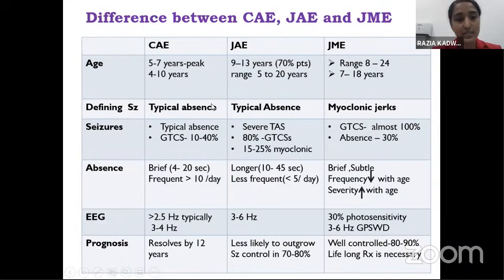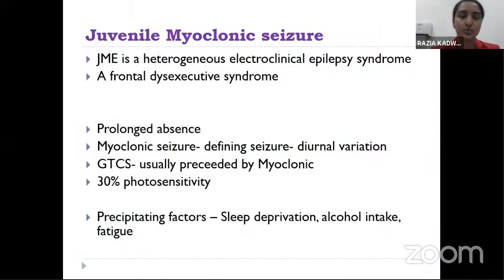The defining seizure in childhood absence and juvenile absence is typical absence seizures, whereas the predominant seizure in juvenile myoclonic epilepsy would be myoclonic jerks. As the patient's age advances, usually the absence seizures will become brief with age, though some patients may have increased severity with age. And every syndrome has a typical EEG finding, which will help you differentiate between the three syndromes. Whenever you deal with a patient with juvenile myoclonic epilepsy, remember they can have more than one type of seizure. They will have prolonged absences, myoclonic jerks. They will also have generalized tonic-clonic seizures. And these myoclonic seizures also have a diurnal variation.